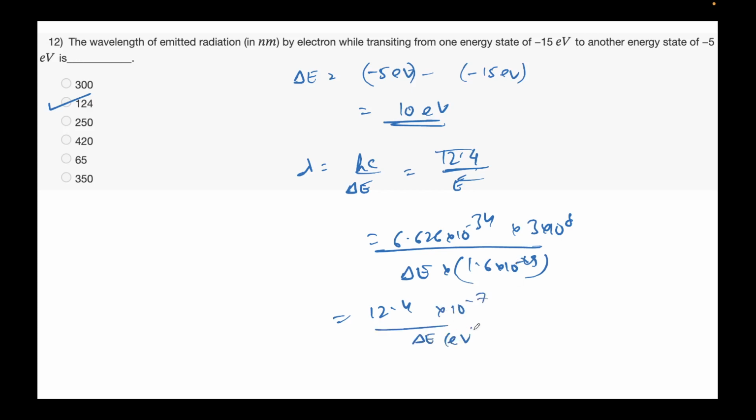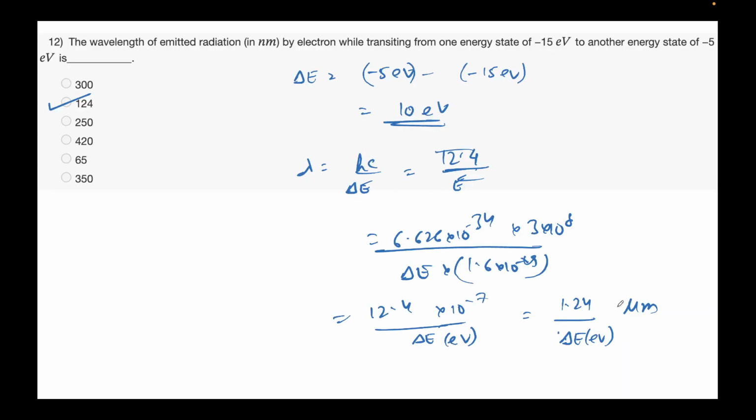Now you can put this in eV because you have already taken the electron charge out there. So you can say 1.24 divided by delta E. You can put the energy here, and this will be in micrometers. 10 to the power minus 6 will remain, and you can get your answer. Okay, so that's that.